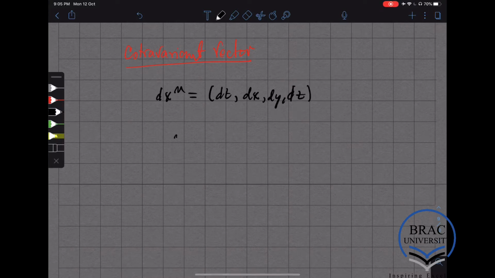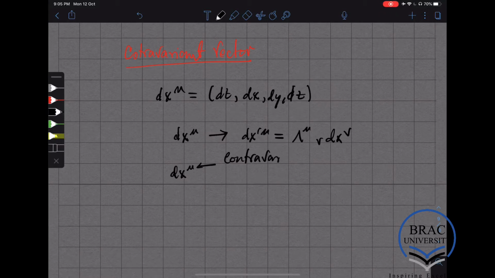Now under Lorentz transformation, dx mu changes to dx prime of mu, and that's related to dx mu by lambda mu nu dx nu. So for a vector, the index on dx mu, which is upstairs, is known as a contravariant index. And dx mu is an example of a contravariant vector.